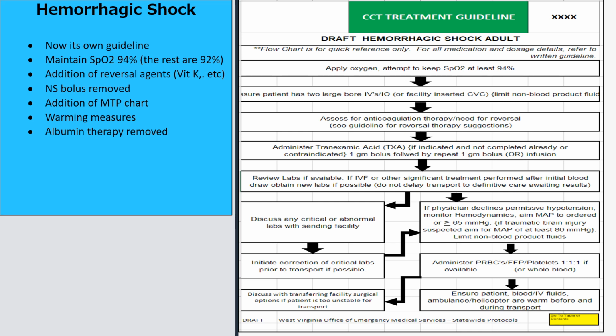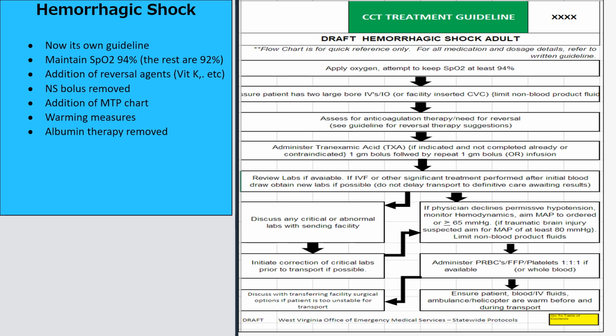Limit non-blood product fluids. Assess for anticoagulation therapy and the need for reversal agents, and see the guideline for reversal therapy suggestions. Administer TXA if indicated and not completed already or contraindicated. 1 gram bolus followed by a repeat 1 gram or an infusion. Review labs if available. If IV fluid or other significant treatment is performed after the initial blood draw, obtain new labs if possible, but do not delay transport to definitive care awaiting their results.